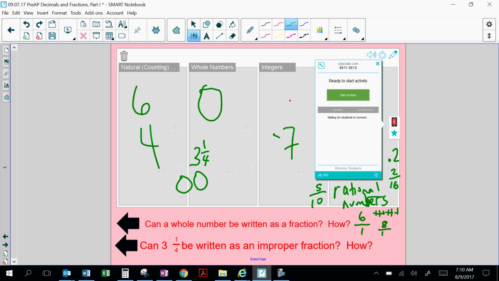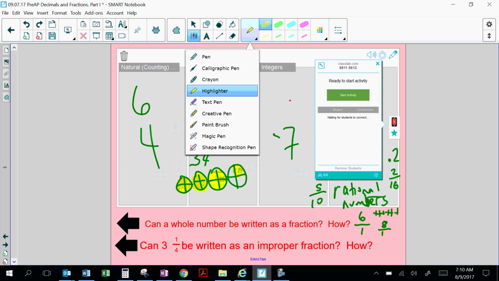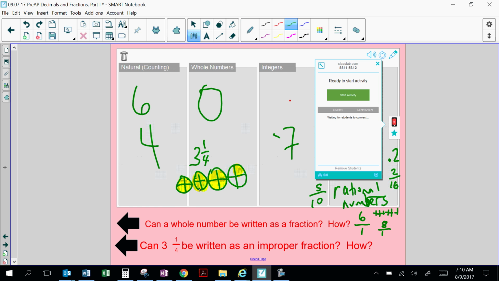Going back to the modeling, for those who forgot, let's cut this in fourths. Let's shade in 3 and 1/4 with the highlighter. How many fourths did I shade in? 1, 2, 3, 4, 5, 6, 7, 8, 9, 10, 11, 12. Or 3 wholes times 4 fourths is 12, plus 1 more is 13 fourths. For those who forgot, this is how I learned it when I was a kid. Popcorn method, 3 times 4. So you multiply the denominator and whole number, add 1 more, 13 fourths.